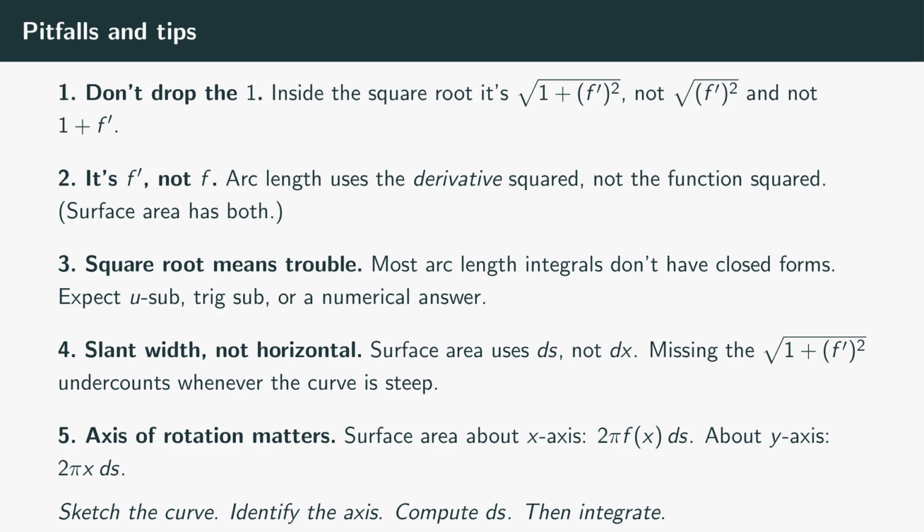5. Axis matters. Rotating about the x-axis gives circumference 2 pi f of x. Rotating about the y-axis gives circumference 2 pi x. Sketch first, identify the radius of each band, then write the formula. Universal preventative: sketch the curve, sketch one representative piece, label its dimensions. Same advice as last episode. Geometry first, then algebra.